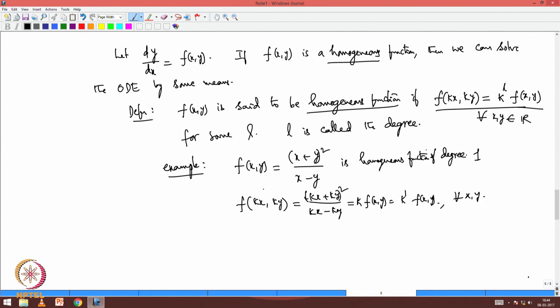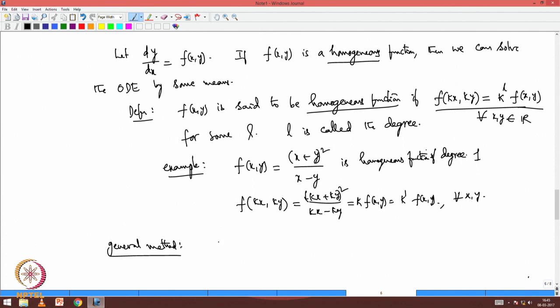Whenever you have such functions in your ordinary differential equation of first order, you can convert this into the earlier type. So let us see how we do this. A general method is, you try to write f of x, y as a function of y by x, taking 1 by x out, you write it in this form.